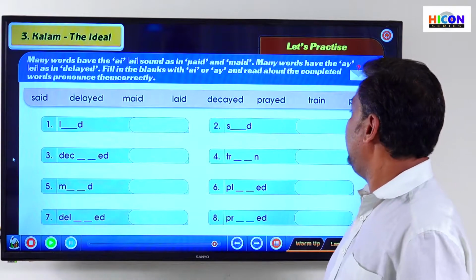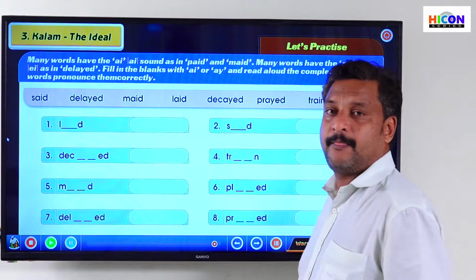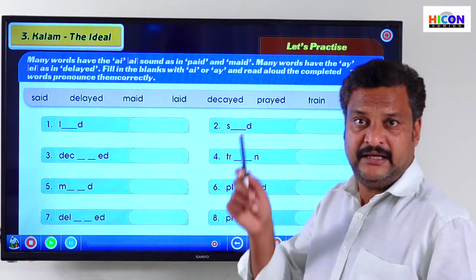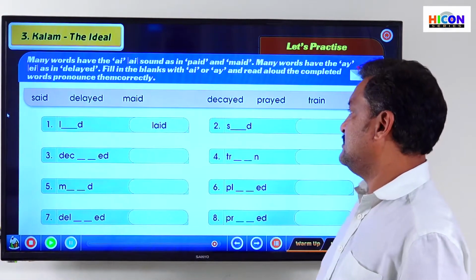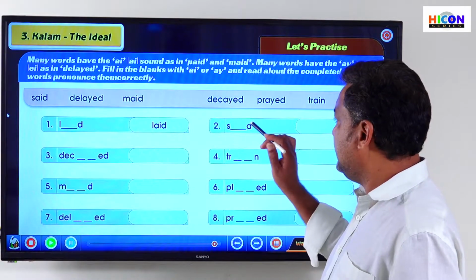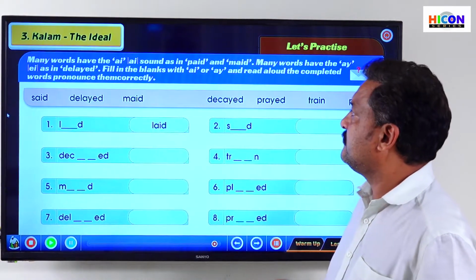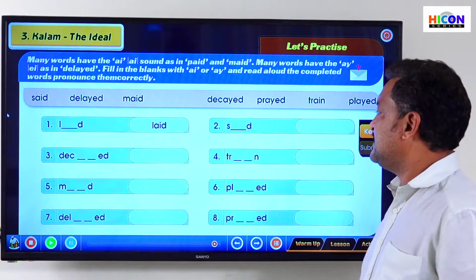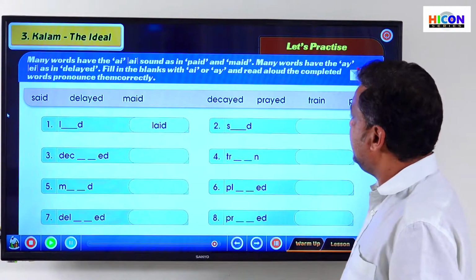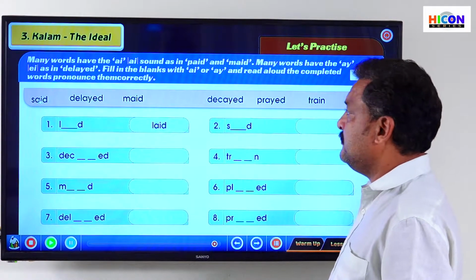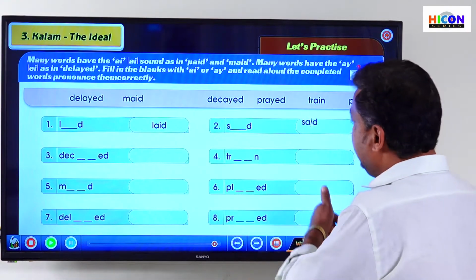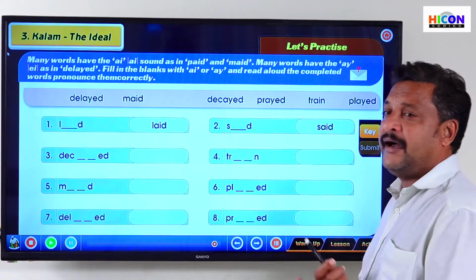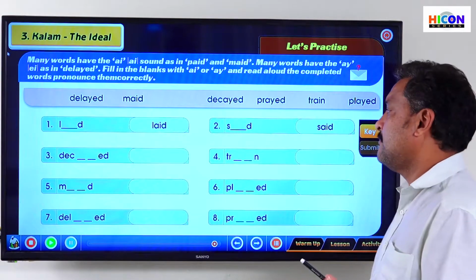LAID or LAYD. What is laid? LAID, isn't it? So LAID is the right answer. Now S dash dash D. Yes, S dash dash D, SAID, isn't it? SAYD is not a word. SAY is a word, but when the D comes, it is SAID, right?